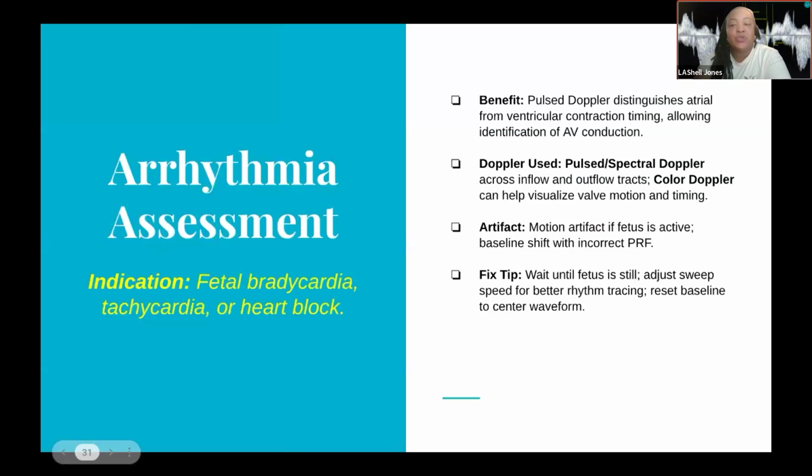All right, so let's get into arrhythmia. Arrhythmia assessment, especially used for cases of a slow heart rate or a fast heart rate, or even in cases of heart block. Now, the benefit of pulse Doppler, it's going to distinguish the atrial beats from ventricle beats, very helpful.